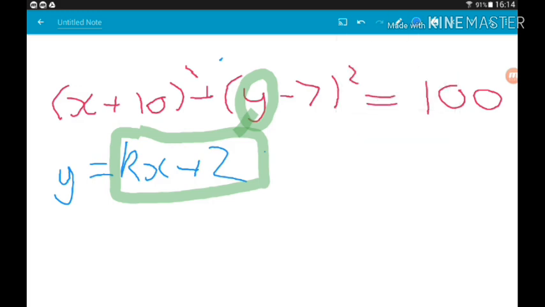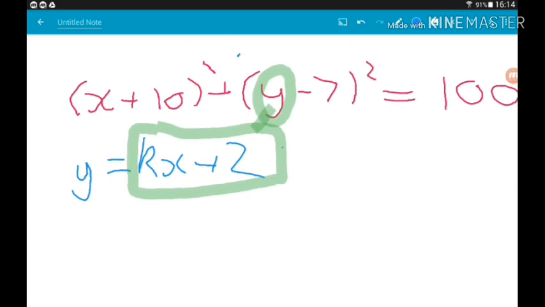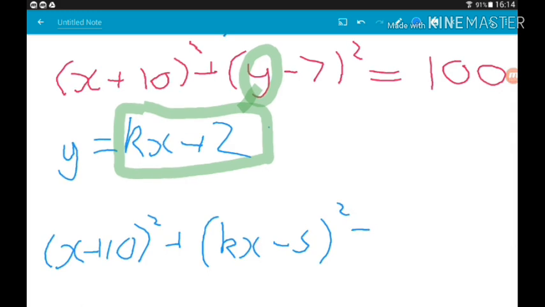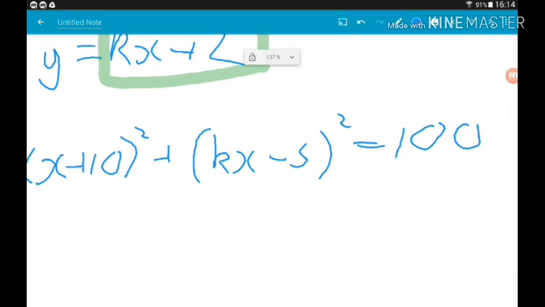So we are going to get (x plus 10) squared plus, well, y is now kx plus 2, so we've got kx plus 2 minus 7, so that's going to give us (kx minus 5) squared, and then that is all equal to 100. So now it's a case of expanding and simplifying.